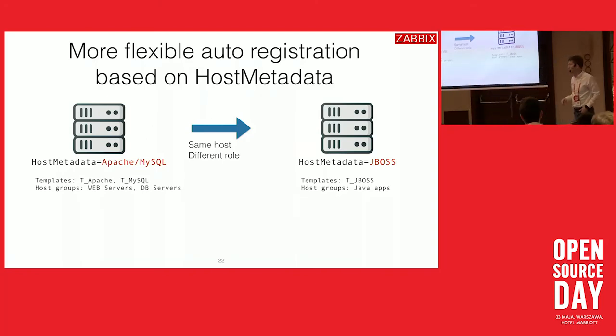And before Zabbix 4.0, it wasn't possible to change the role of this specific node. For example, after some time, you destroyed this node and created a new one with the same IP address and the same host name, but the role of this host is absolutely different. It's the same host, same IP, same DNS name, but the role is different. Now it's running JBoss. And in Zabbix 4.0, Zabbix is able to clean up all this stuff, unlink it from those templates, unlink it from host groups, and link it to a new template and a new host group. So this is how it works.